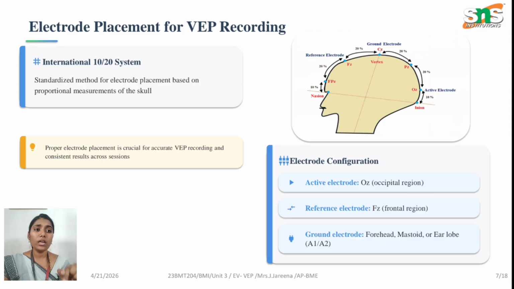And then we have a ground electrode. This ground electrode helps to neutralize any interference or noise. It acts like a balance against the interference. So we place the ground electrode in a place like the forehead, mastoid bone, or earlobe. These are the three different electrodes we will be focusing on for electrode placement in VEP recording: one is the active electrode, second is the reference electrode, and third is the ground electrode.